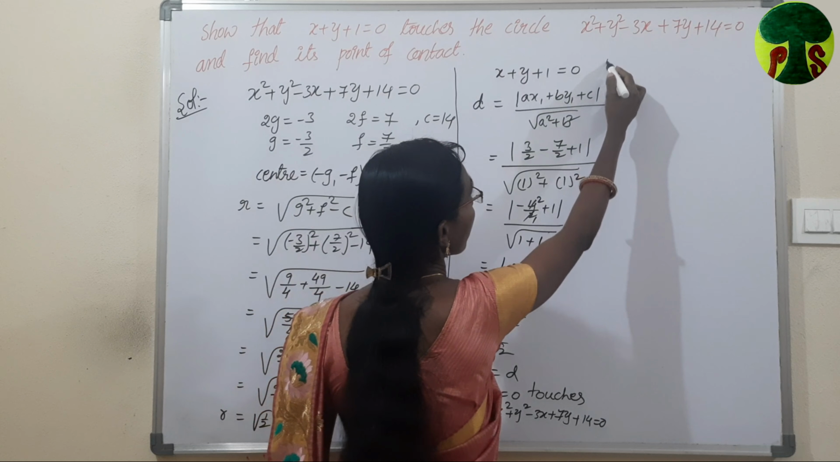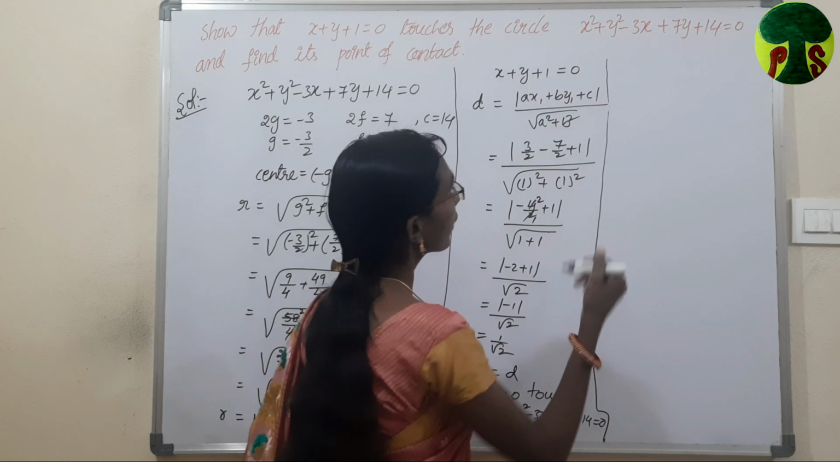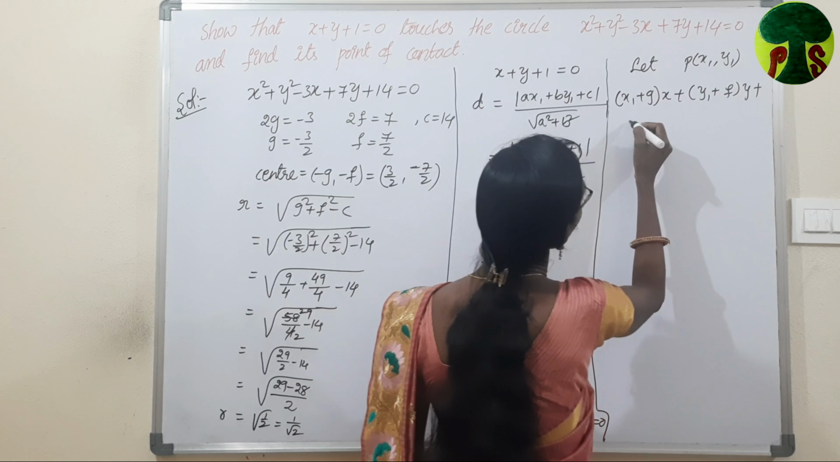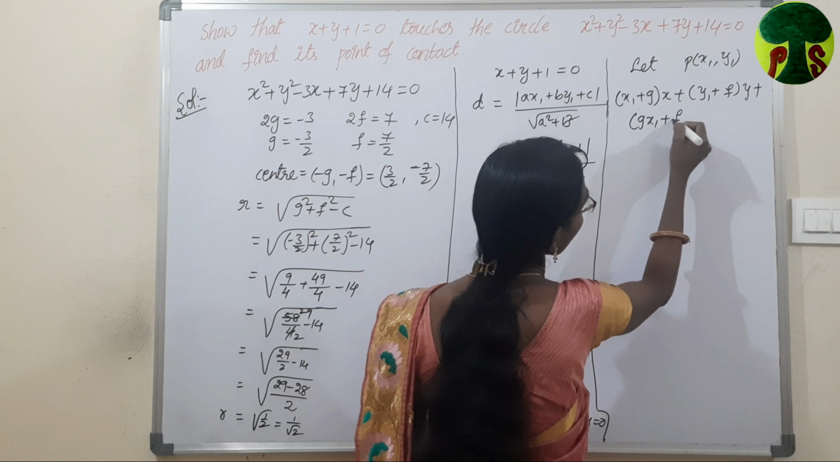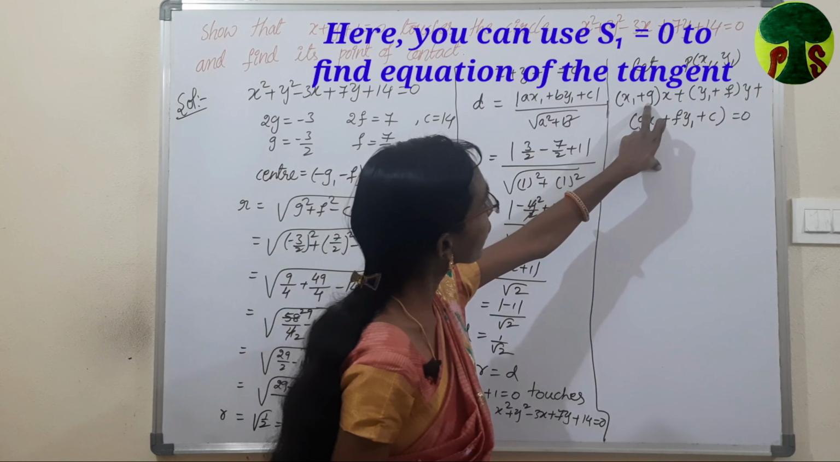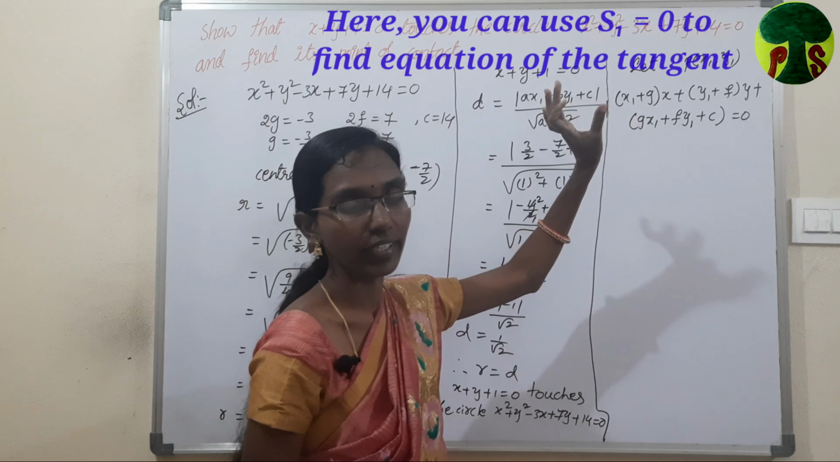Next, what we have to find? We have to find the point of contact. Let the point of contact be P(x1, y1). If P(x1, y1) is the point of contact, then the equation of the tangent at this point to the general form of the circle is x x1 plus y y1 plus g(x plus x1) plus f(y plus y1) plus c is equal to 0. Here substitute the g value, f value and c value. If you substitute these values, you will get the equation of the tangent.